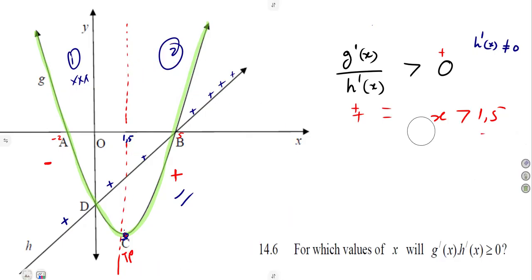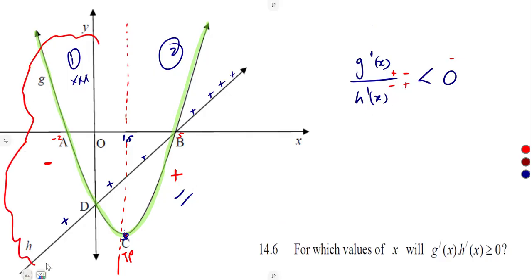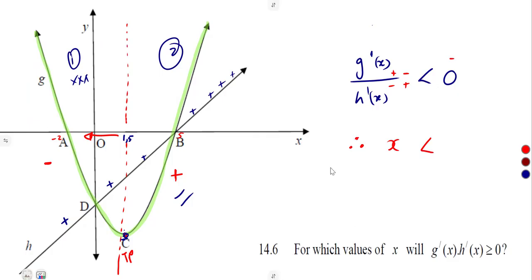All right. Let's have another one. This was straightforward. Let's say g prime x over h prime x is less than 0. So less than 0 means we're going to have a negative. So it can be positive over negative, or negative over positive. So you find out that the region that was not valid in the first answer is now valid. That is where we have got a negative and a positive, for values of x that are less than 1,5.